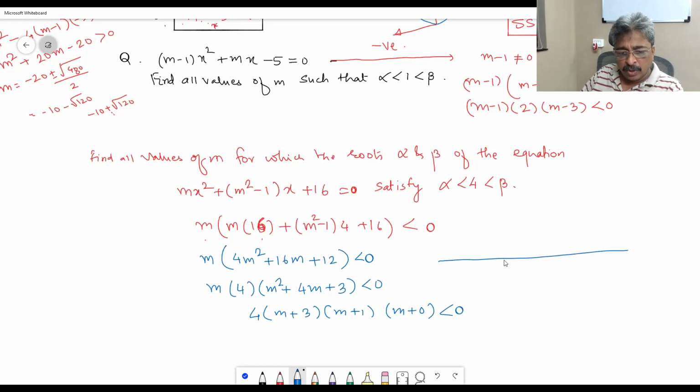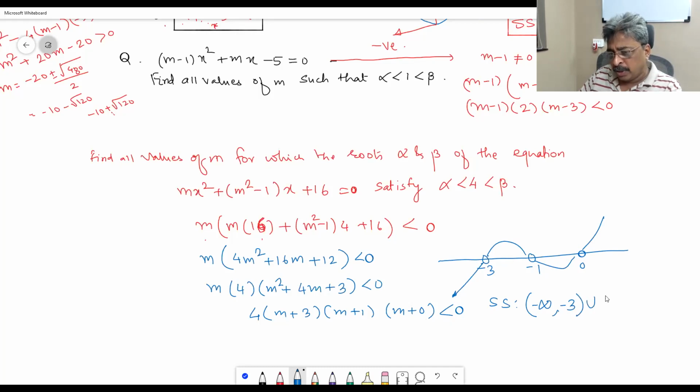Wavy curve: minus 3, minus 1, 0, none of them dark circles. Enter the graph from bottom, go up like this, like this. Solution set: minus infinity to minus 3, open, union, open, minus 1 to 0, open. It is as simple as that.